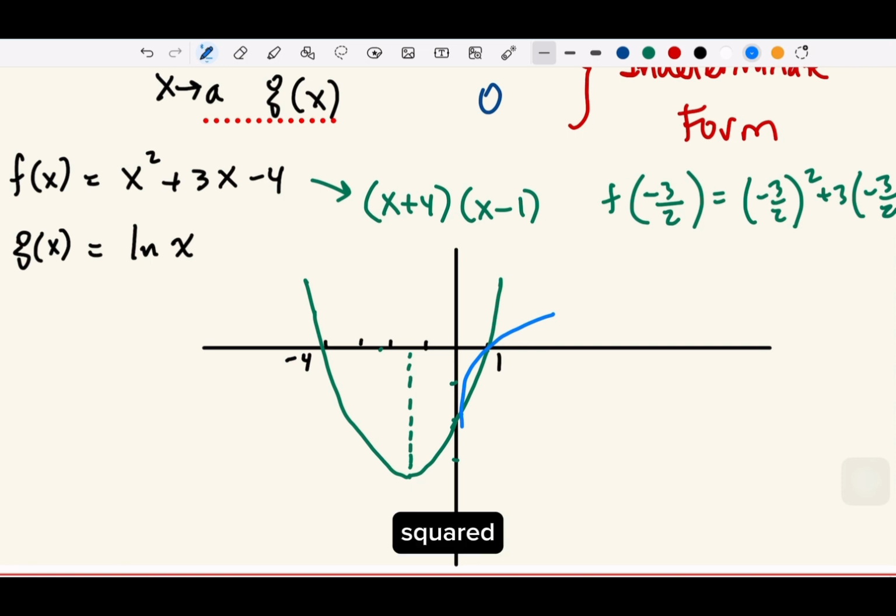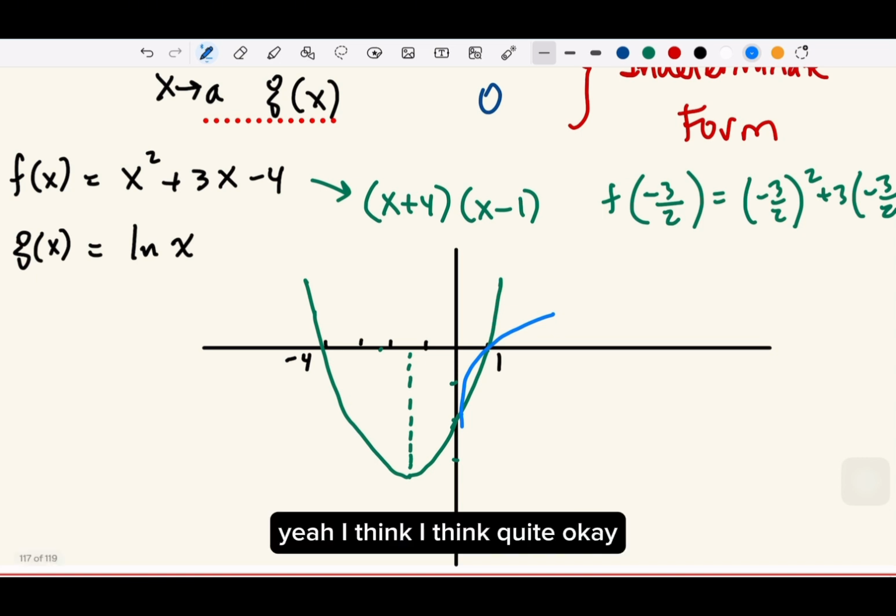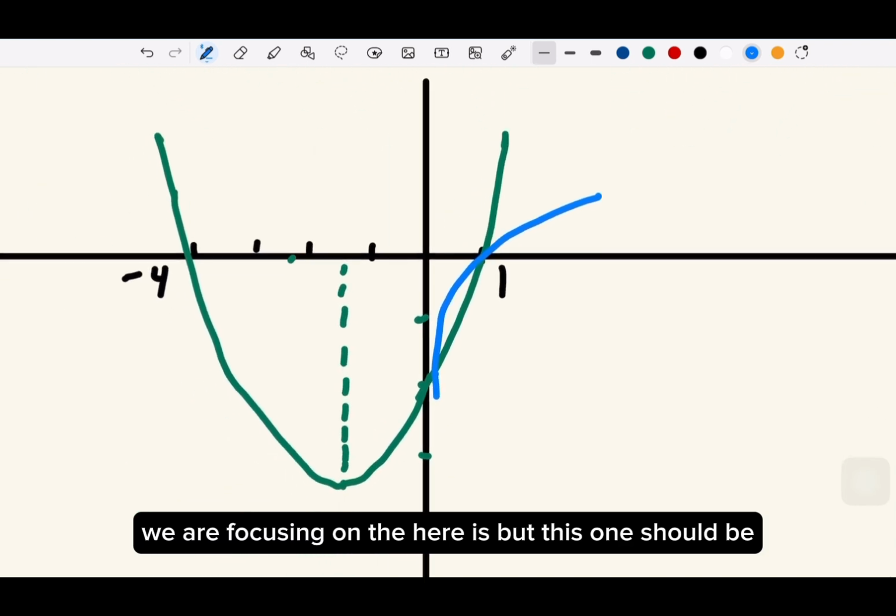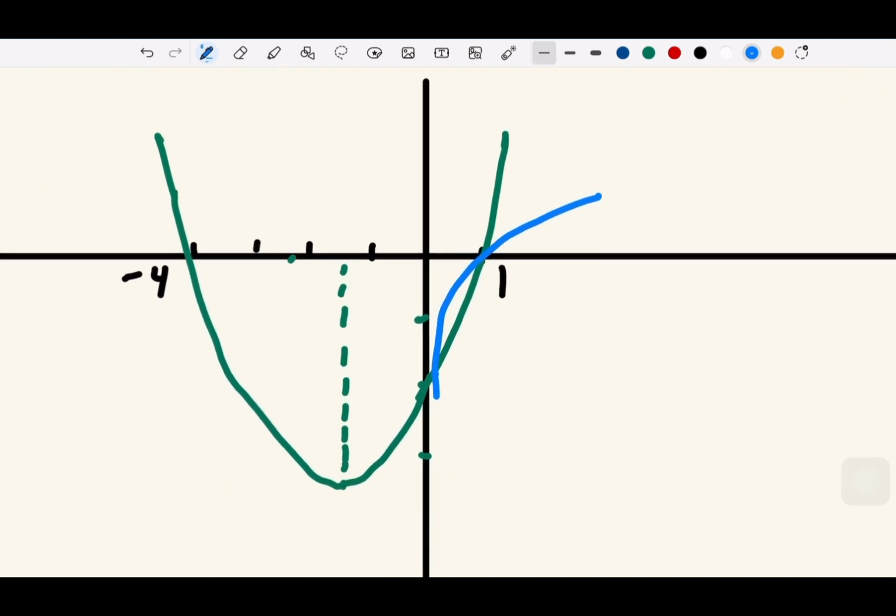x squared plus 3x minus 4. Okay. And then this should be ln x. I think that's quite okay. We are focusing on this one, but this one should be here. We focus on the x equal 1.